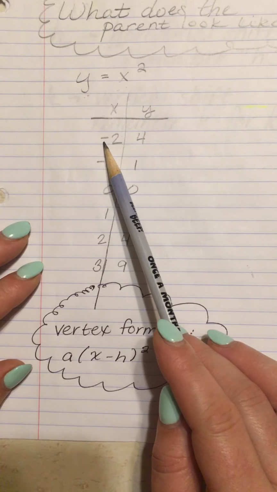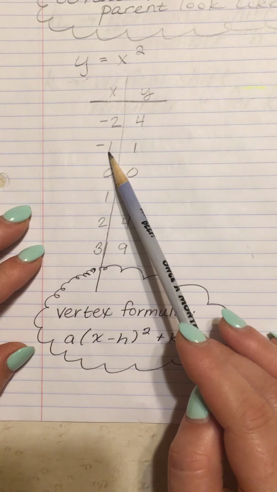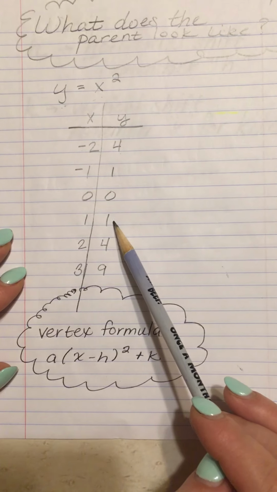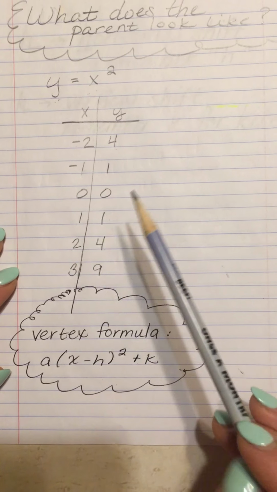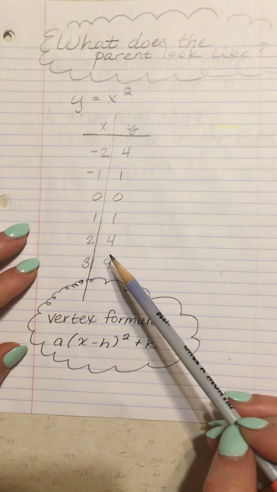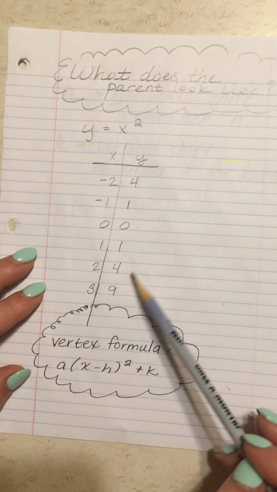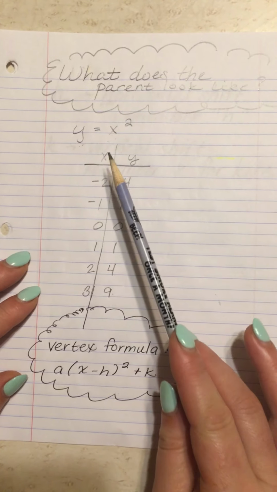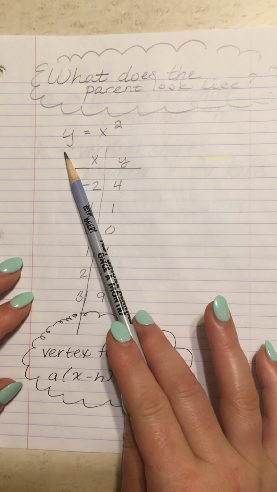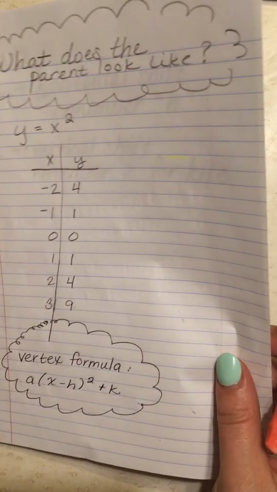Again, if you plug in -2 for x, you're going to get 4. If you plug in -1, you'll get 1. If you plug in 0, you'll get 0. If you plug in 1, you get 1. 2, you get 4. And 3, you get 9. I'm not going through that quickly because I think you can pause the video and try that yourselves to make sure that you understand how this table looks. But basically, whatever you put in for x, you're going to get your y. That's a function.